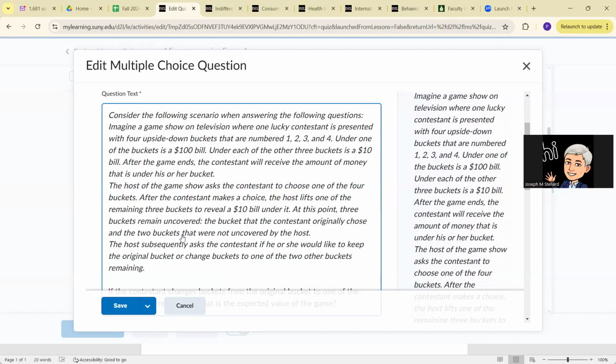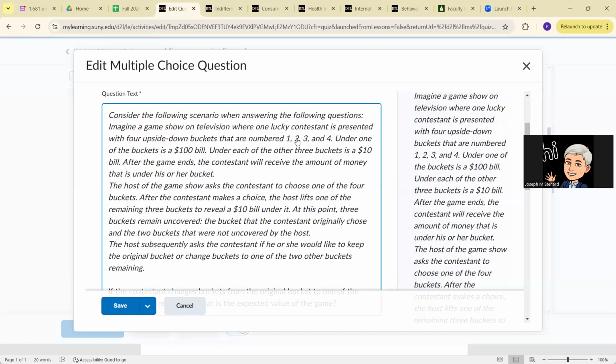At this point, three buckets remain uncovered: the bucket that the contestant originally chose, number two, and the two buckets that were not uncovered by the host, one and three. The host subsequently asks the contestant if he or she would like to keep the original bucket or change buckets to one of the other two buckets remaining. So think about that.